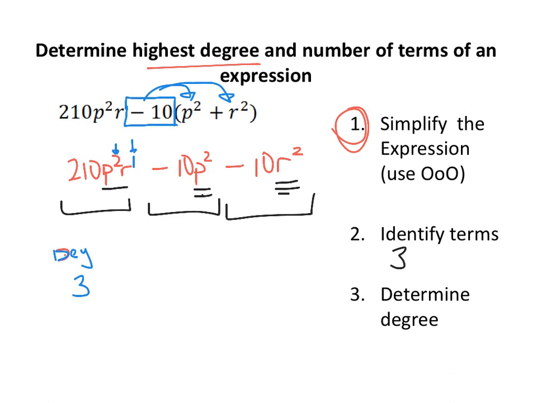Negative 10p squared has a degree of 2 because the exponent value is 2 and that's the only variable there. And this one also has a degree of 2. And so our highest degree term is 210p squared r. So once we are done simplifying, we then identify the number of terms, and from each one of those we find the degree and find which term has the highest degree.